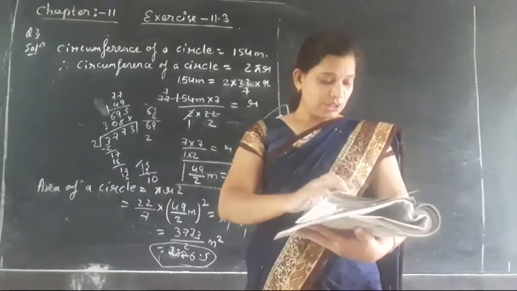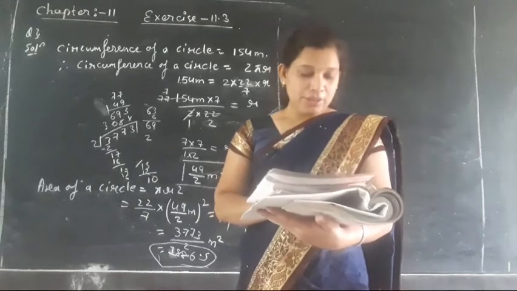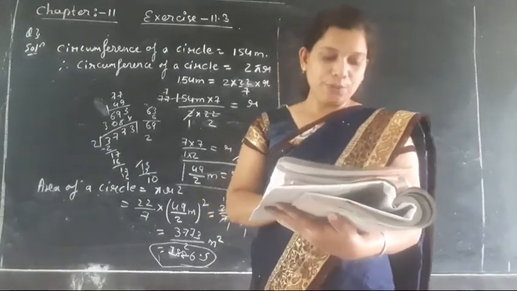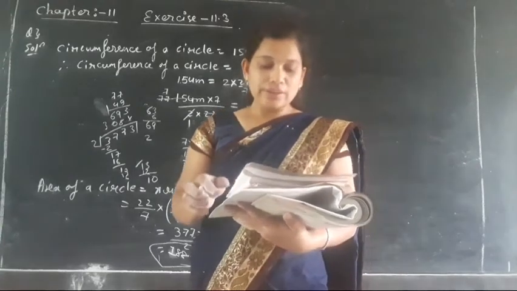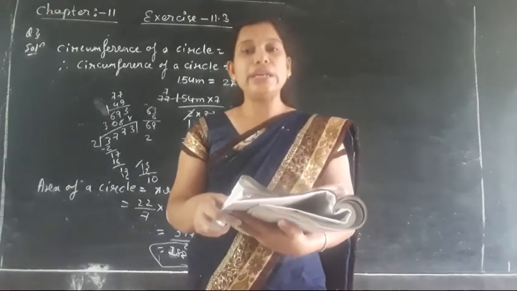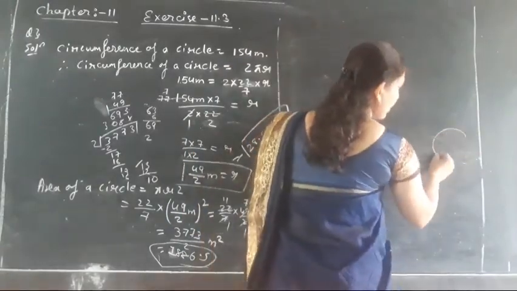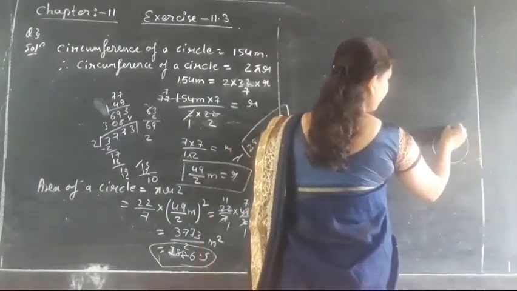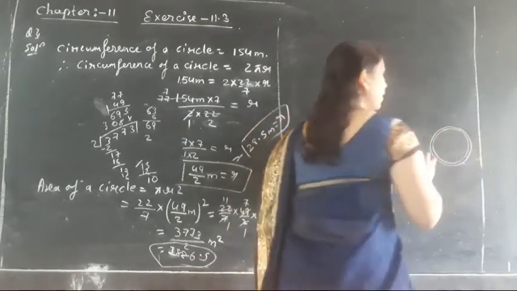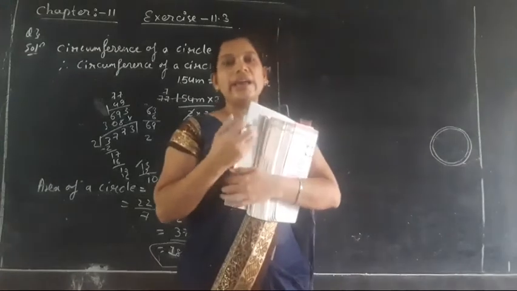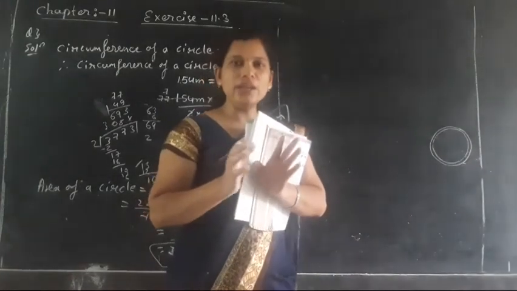Here in the next question, question number 5, a gardener went to fence a circular garden of diameter 21. ठीक है, एक गार्डनर है जिसको अपने गार्डन को ऐसे फेंस करना है. फेंस करना मतलब उसका बाउंड्री ऐसे क्रिएट करना है अपने सर्कुलर गार्डन में. A gardener is there and he is having a circular garden. Now he wants to protect his garden from the animals.